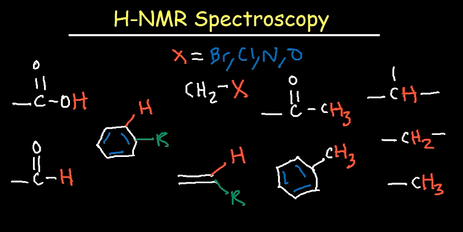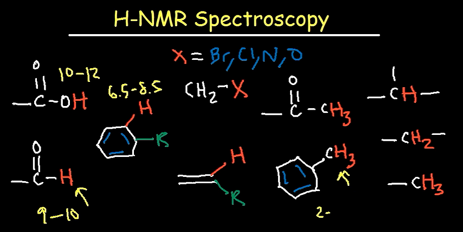So let's go over some important chemical shifts that you just have to know for your exam. If you have a carboxylic acid, the chemical shift is going to be anywhere between 10 to 12 ppm. For an aldehyde, the hydrogen is going to be about 9 to 10. And for a benzene ring, if the hydrogen is directly attached to the benzene ring, it's usually about 6.5 to 8.5. If the hydrogen is on a carbon one away from the benzene ring, like on a benzylic carbon, it's somewhere between 2 and 2.5. Now, if you have a hydrogen directly attached to an alkene, usually it's about 4.5 to 6.5.